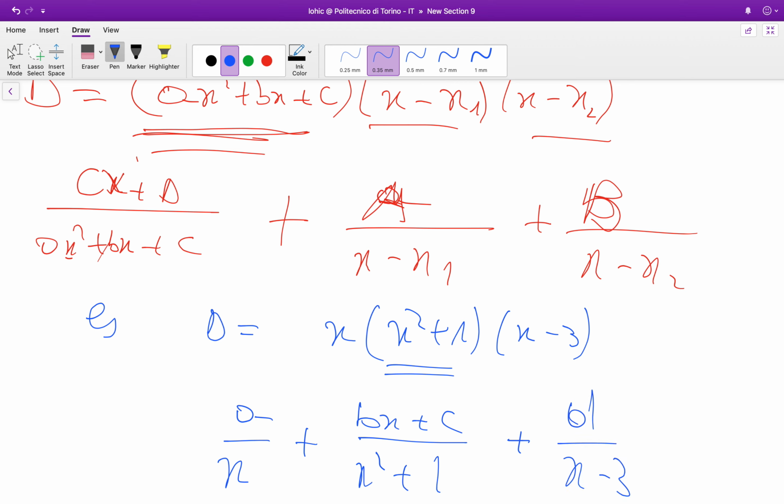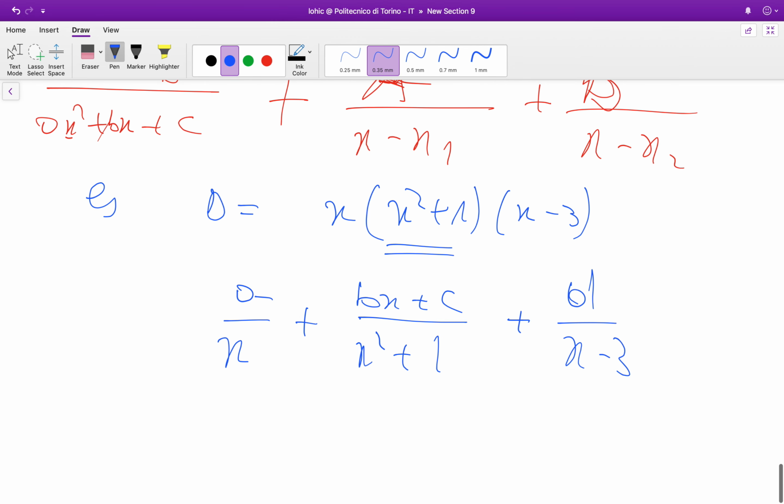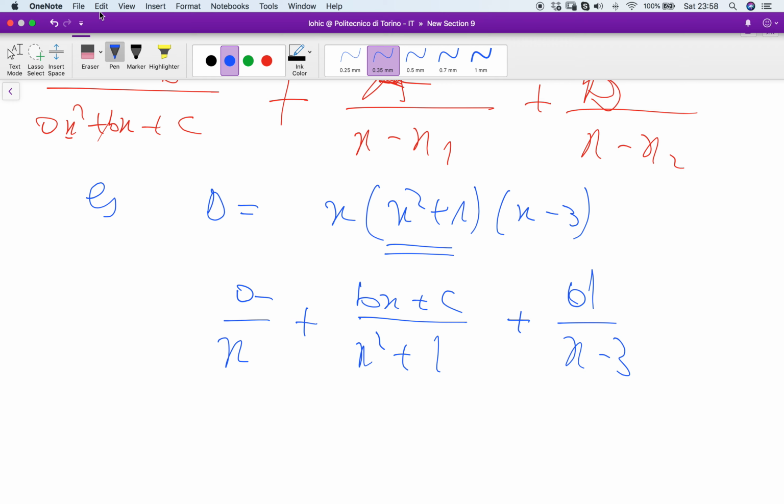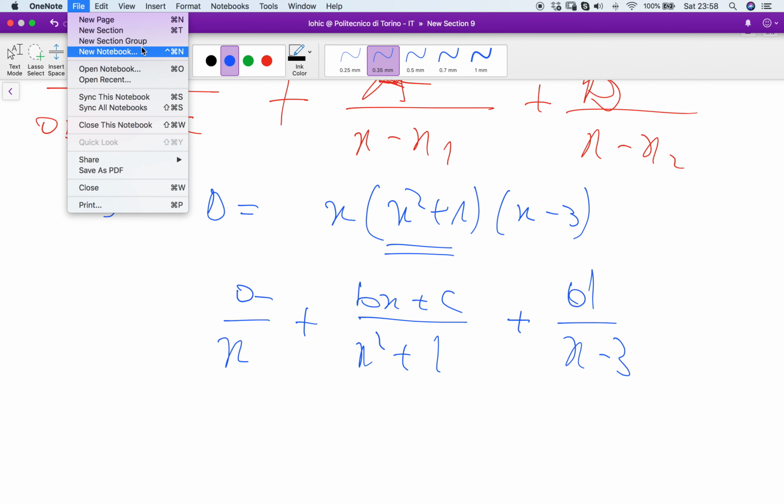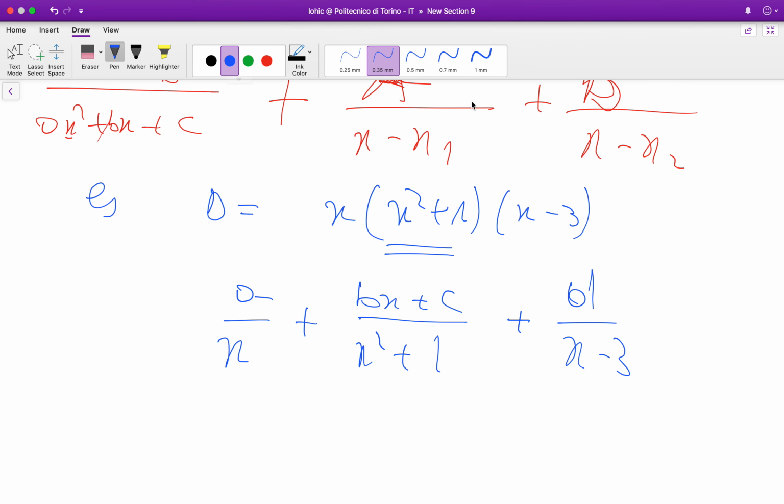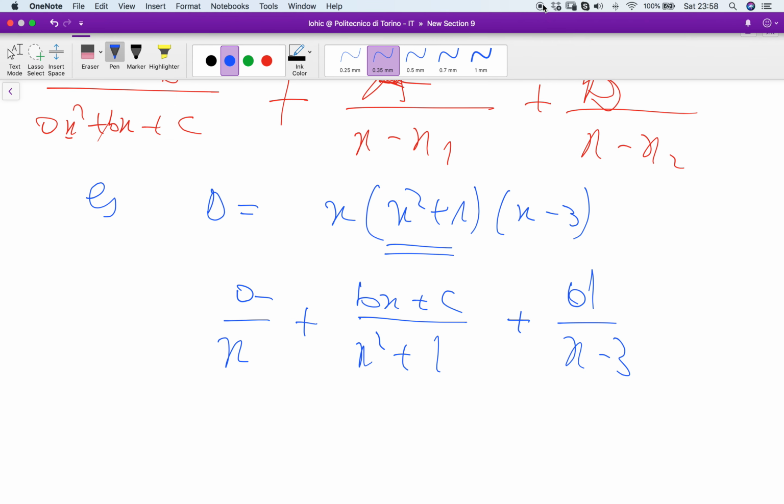Is that clear? Good. So this concludes this short lecture about how to solve rational integrals, and we will use this theory to solve MCQ related to rational integrals. Okay. Thanks for your attention.